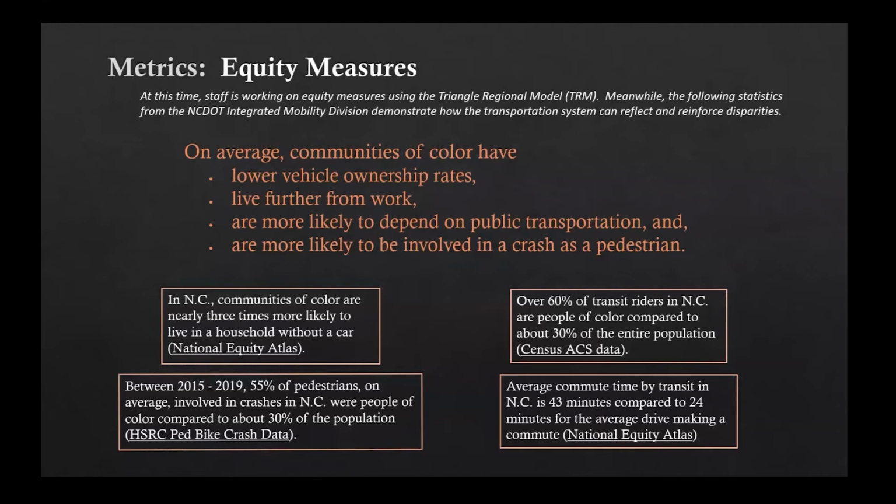And you can see in that lower right corner, in that box, that if you are dependent on transit, your average commute is 43 minutes in North Carolina. But if you don't have to depend on transit, it's down to 24 minutes in the auto. So there are some disparities there, and we need to keep these in mind as we move forward and develop our project list and our investments for the preferred option or our draft plan. Next slide.